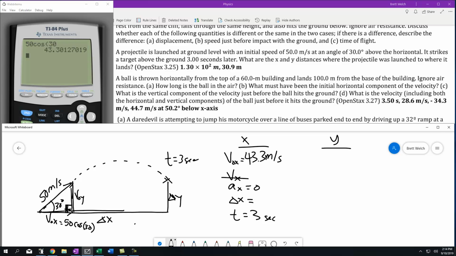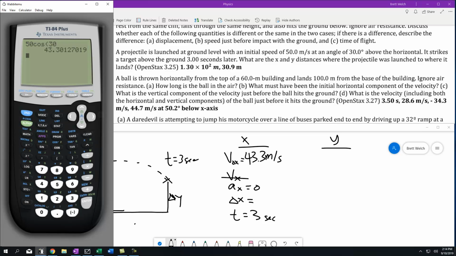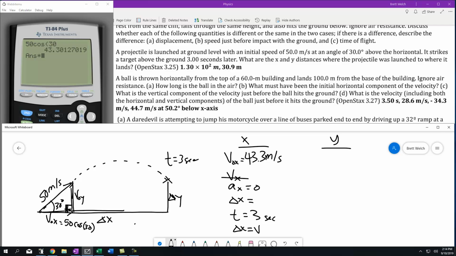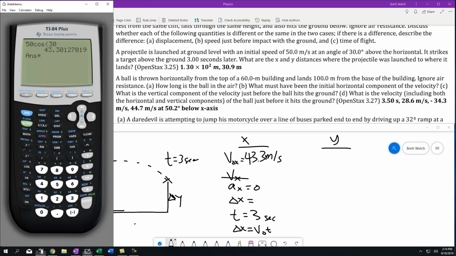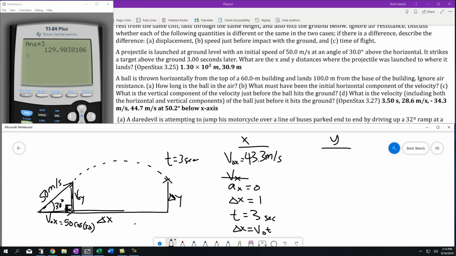meters per second. And when we times that by 3, because it's 3 seconds, remember we're going to be using delta x equals v naught t. So that's our initial velocity, 43.3, times our time. So we times that by 3. Oh, whoops, I got too many times in there. All right, times 3. We get 129.9. We're going to have to round that. My delta x is going to come out to 130 meters.